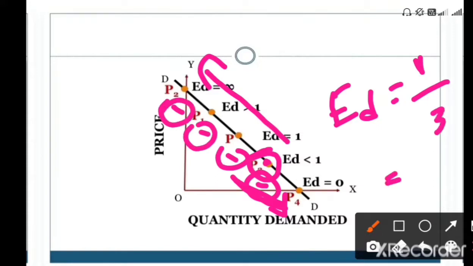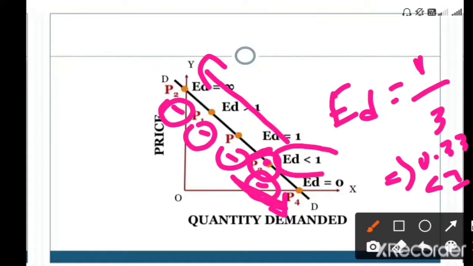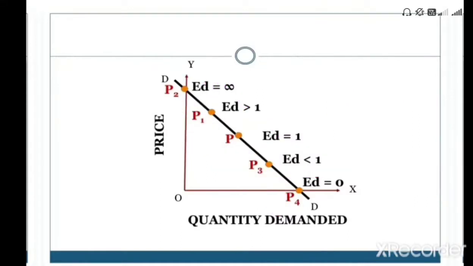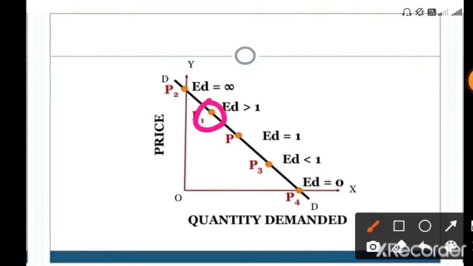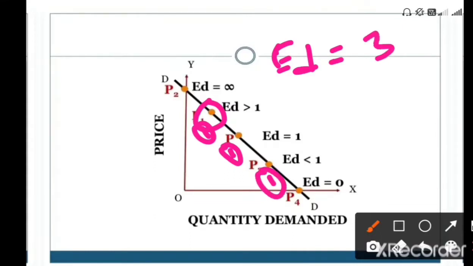So 1 divided by 3 is 0.33, and 0.33 is less than 1. That's why at this point elasticity of demand is less than 1. Let's calculate the elasticity of demand for another point, that is here. What is the formula? Lower segment by upper segment. What is the lower segment? 1 plus 1 plus 1, that is 3. 3 divided by, what is the upper segment?